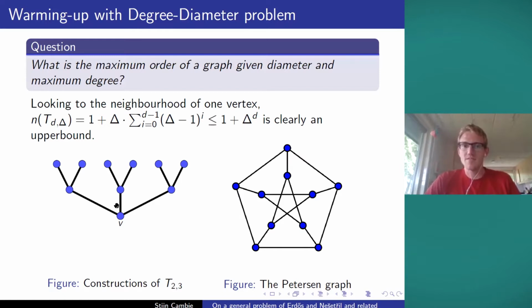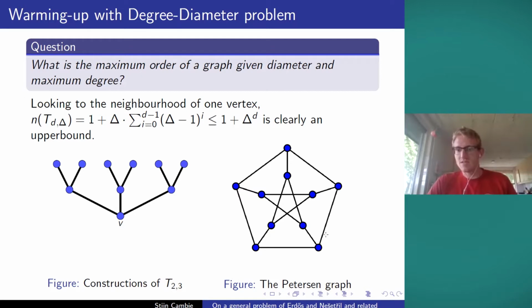For such a graph, it's easy to compute the order. The formula is written here, and it's bounded by delta to the d plus 1, so of the order delta to the d. In certain cases, this so-called Moore bound is attained. For example, when the diameter is 2 and the maximum degree is 3, the upper bound was attained by this tree, which has 10 vertices. And indeed, the Petersen graph is a graph for which this is attained. This graph is 3-regular, and it has diameter 2.